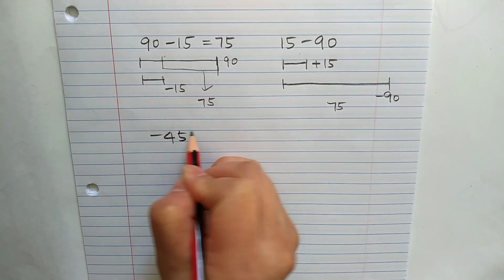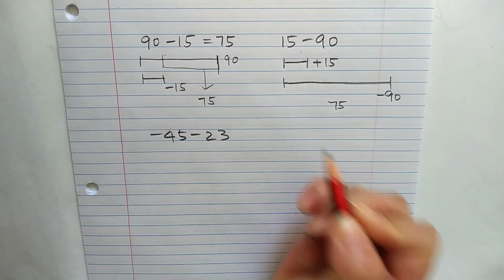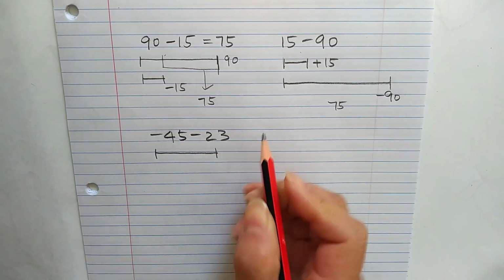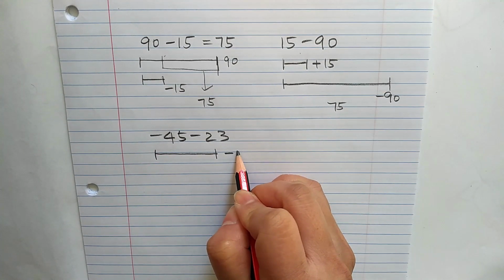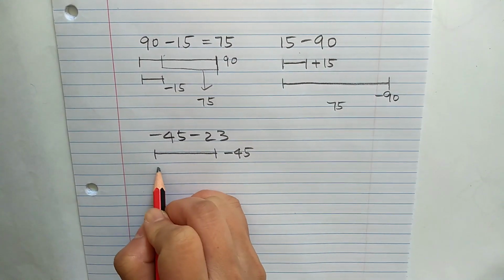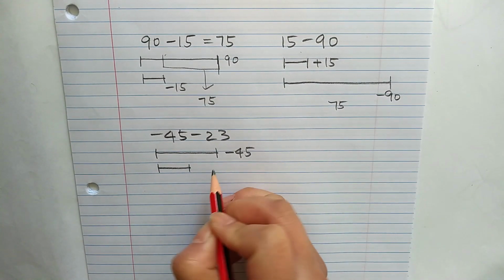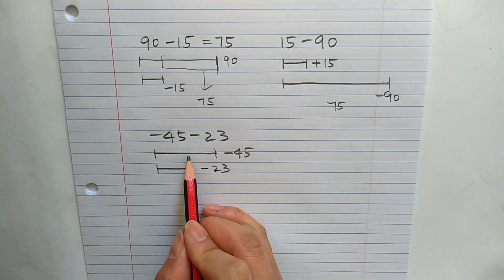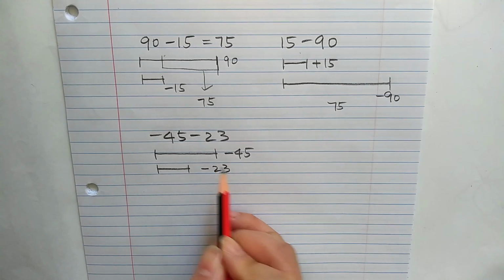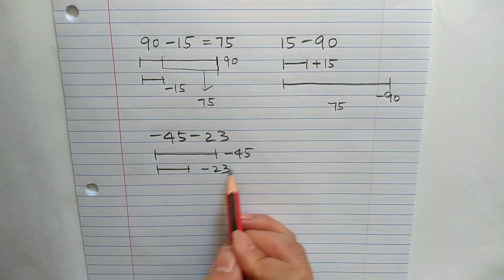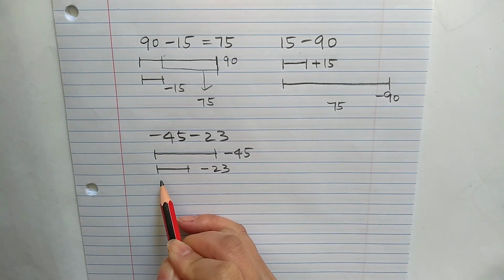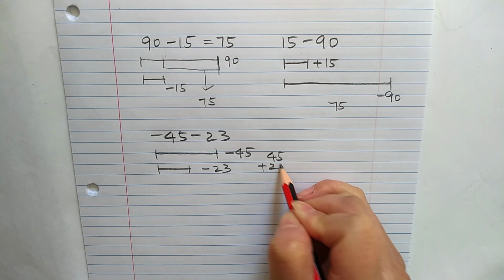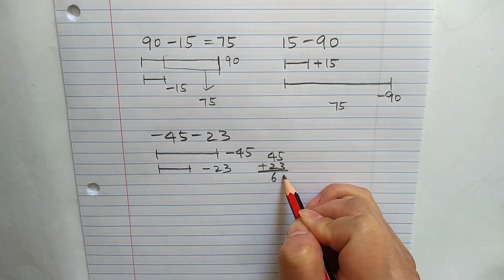Negative 45 minus 23. Negative 45, let's say it's this much. And say it's 45 steps to the left and this much more to the left. Do we want to know the difference of these two? No, because we walked this much to the left and this much more to the left. So what we want to do here is 45 plus 23, so it's 68.